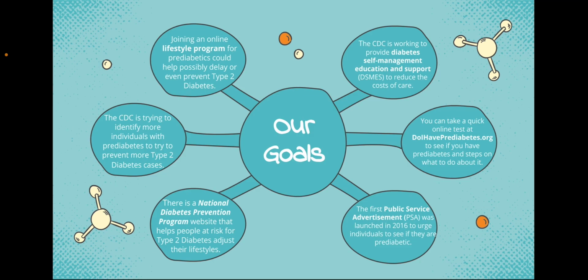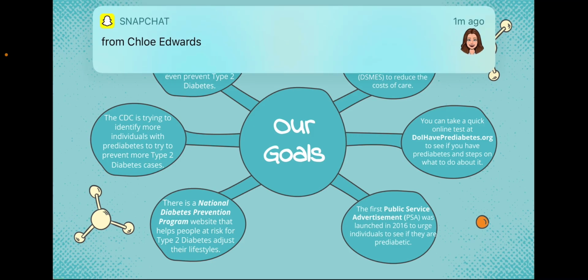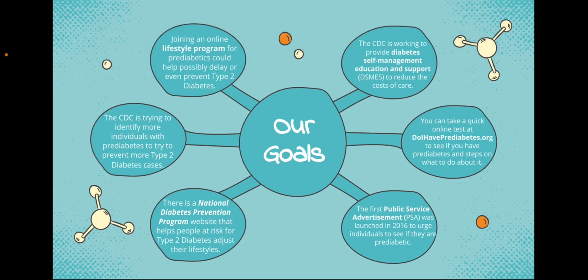Also, the first public service announcement, or PSA, was launched in 2016 to urge individuals to see if they are pre-diabetic. You can take an online test at doihaveprediabetes.org to see if you have prediabetes and steps on what to do about it. The CDC is also working to provide diabetes self-management education and support, or DSMES, to reduce the cost of care. You can join an online lifestyle program for diabetes if you are pre-diabetic, and you can possibly delay or even prevent type 2 diabetes.